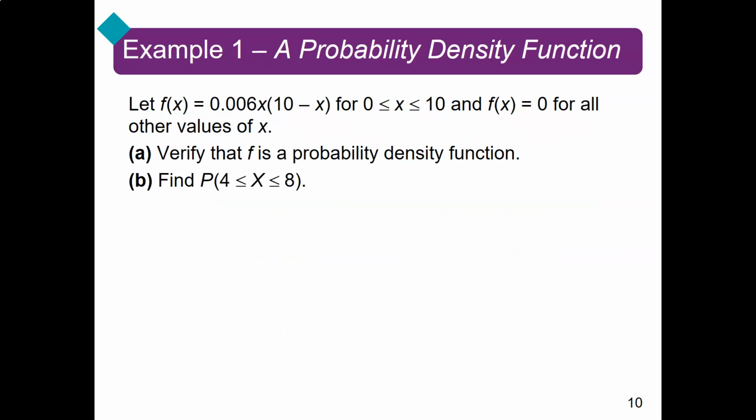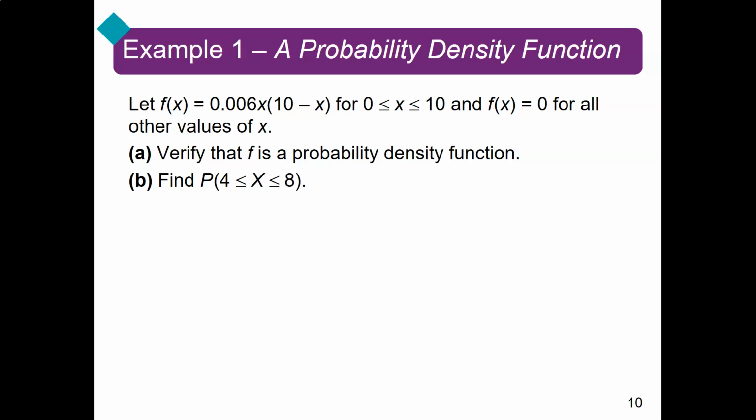So we have this function f of x equals 0.006x times the quantity 10 minus x. And so here, again, as I said, we wouldn't have to go from negative infinity to infinity because the domain it's telling us right there is from 0 to 10, and it's 0 everywhere else. So if we want to verify that this is a probability density function, we just have to integrate that function from 0 to 10.